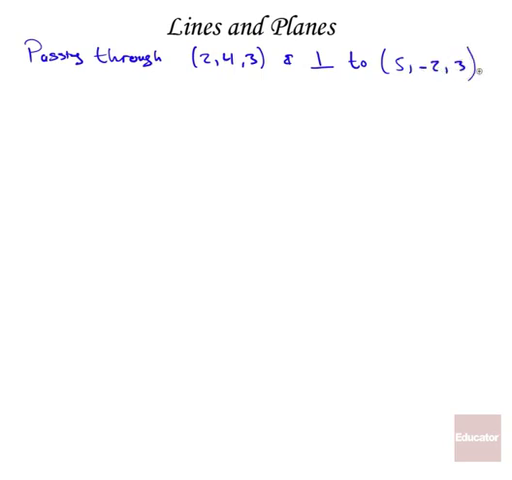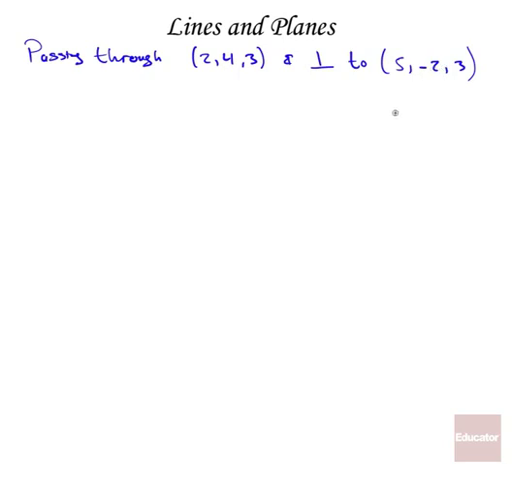Okay, let's do an example. Find the equation of the plane passing through (2, 4, 3) and perpendicular to (5, -2, 3). So we want to find the equation of the plane that passes through this point and is perpendicular to this vector. And again, if one point is perpendicular to that vector, every point in that plane is perpendicular to that vector. That's the whole idea behind choosing a normal vector.